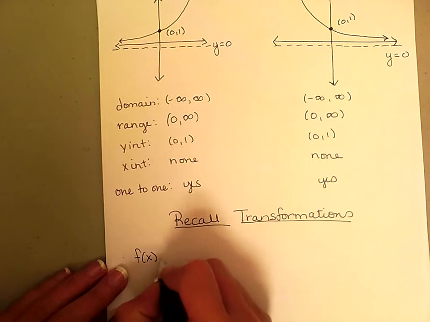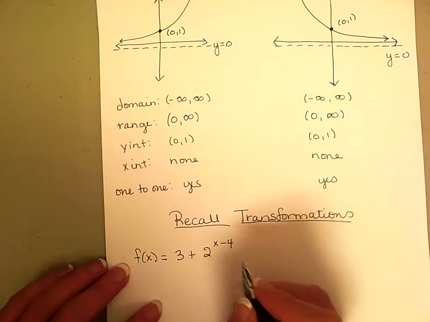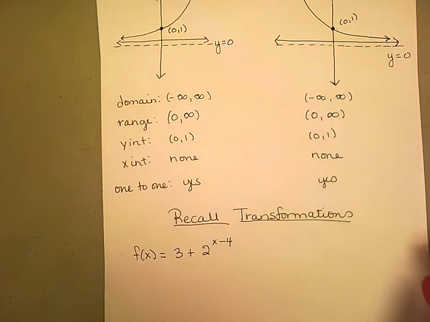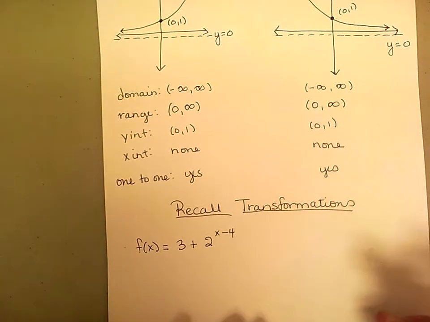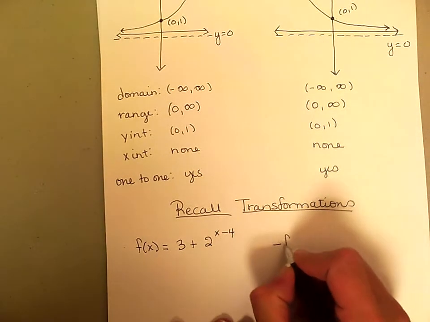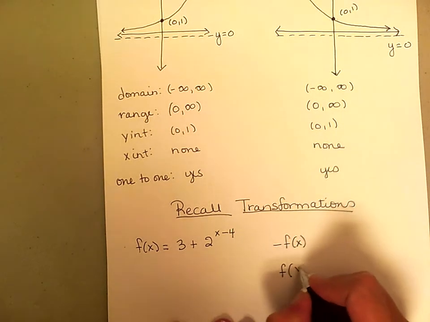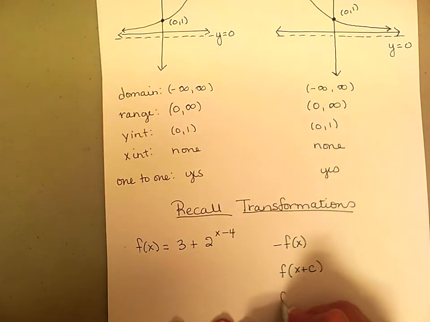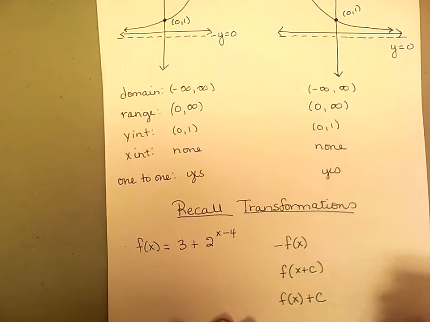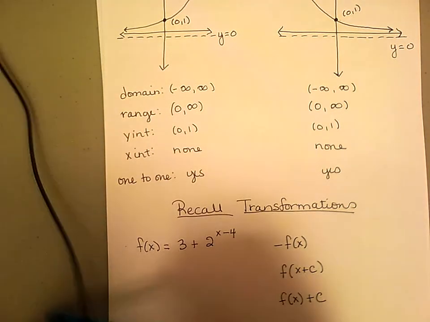So for example, if we had f of x is equal to 3 plus 2 to the x minus 4. This is going to be our goal to graph this. So if we have negative f of x, we could also have f of x plus a constant, or we could take our function and add a constant to it. So these are rigid transformations. And let's recall what they will do.